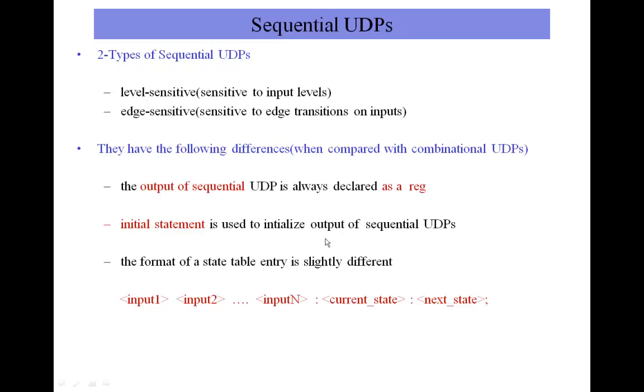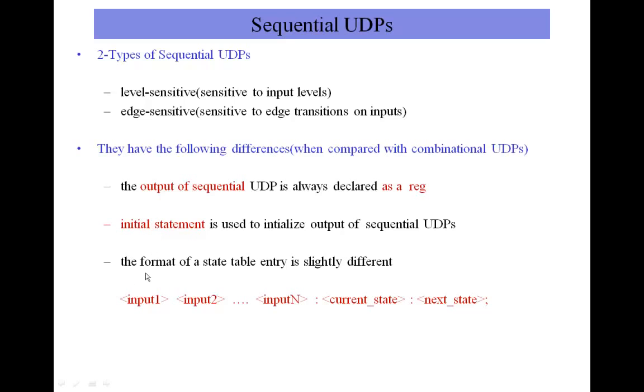An initial statement is used to initialize the output of sequential UDPs. The initial procedural construct we will be using to initialize the output of a sequential UDP. So, a sequential circuit's initial state must be known. So, as a designer, we will initialize the output of the sequential circuit. That initialization is done with the help of the initial statement. Initial is a procedural construct.